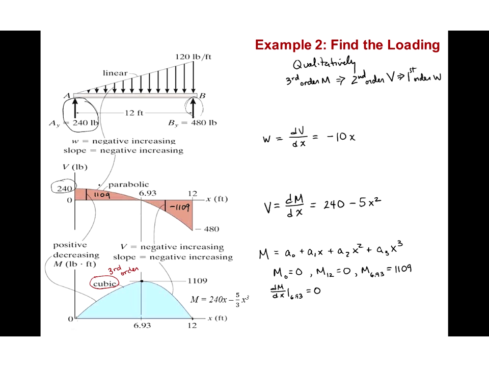And over this region, it's dropped from 240 to minus 480, or it's dropped by a total of 720, which means that the area of this loading diagram must be equal to minus 720 pounds, which of course it is, because it's just equal to 1/2 of the base times height, which in this case is 12 times 120, and then half of that, so 6 times 120 is 720. So in fact, that is what we see.